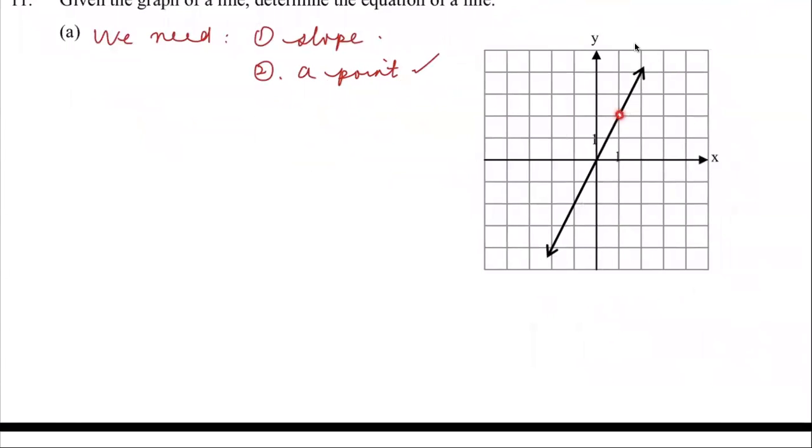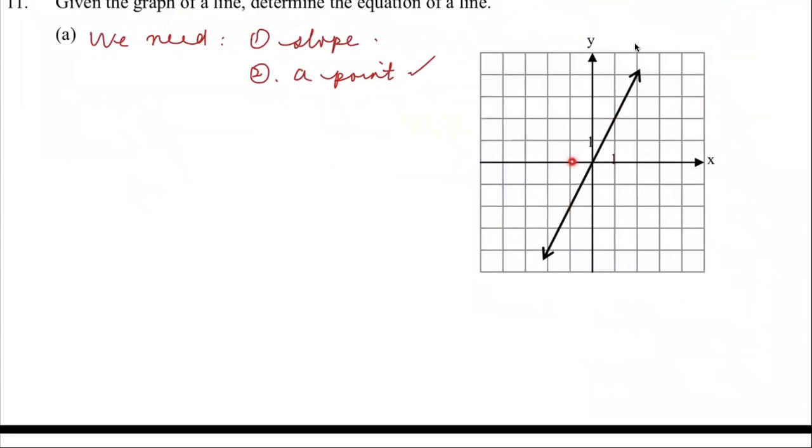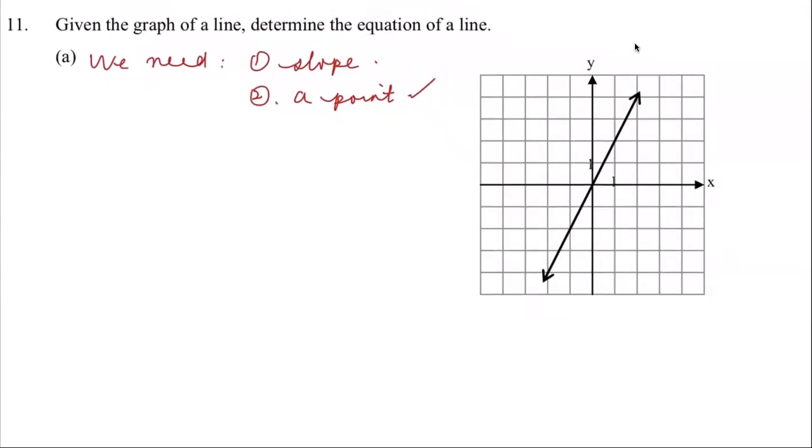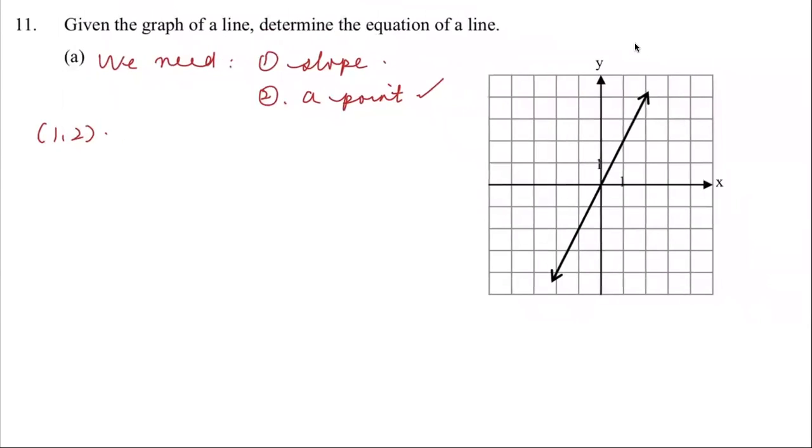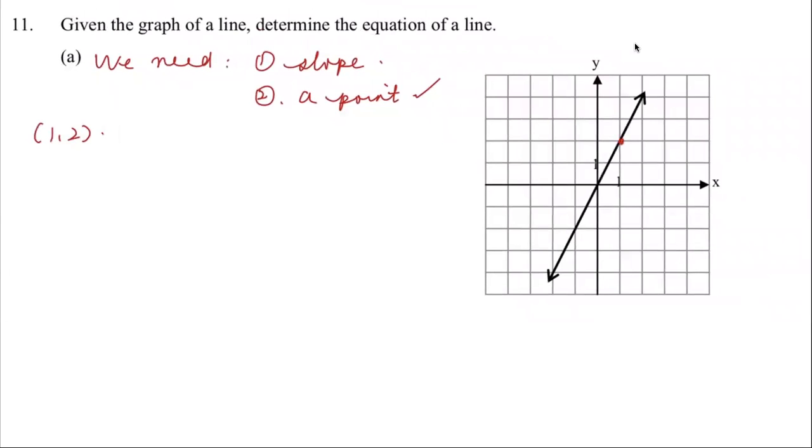For example, we can find this point, 1, 2. That's a point we can use. Or we can find this point, -1, -2, right? Or this point, -2, -4. So as long as you find a point on the straight line, that works. Let's just use this 1, 2, because I don't like dealing with negative numbers. So 1, 2, we found this point.